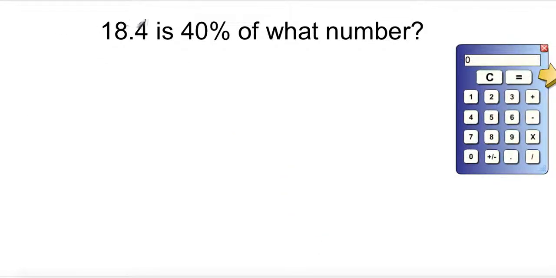In our next example, we have that 18.4 is 40% of what number? Now, in this example, I have a percentage, and I have a number value, but this isn't my subtotal, so I can't use the decimal method here. So I'll have to use the is over of equals percent over 100 method.